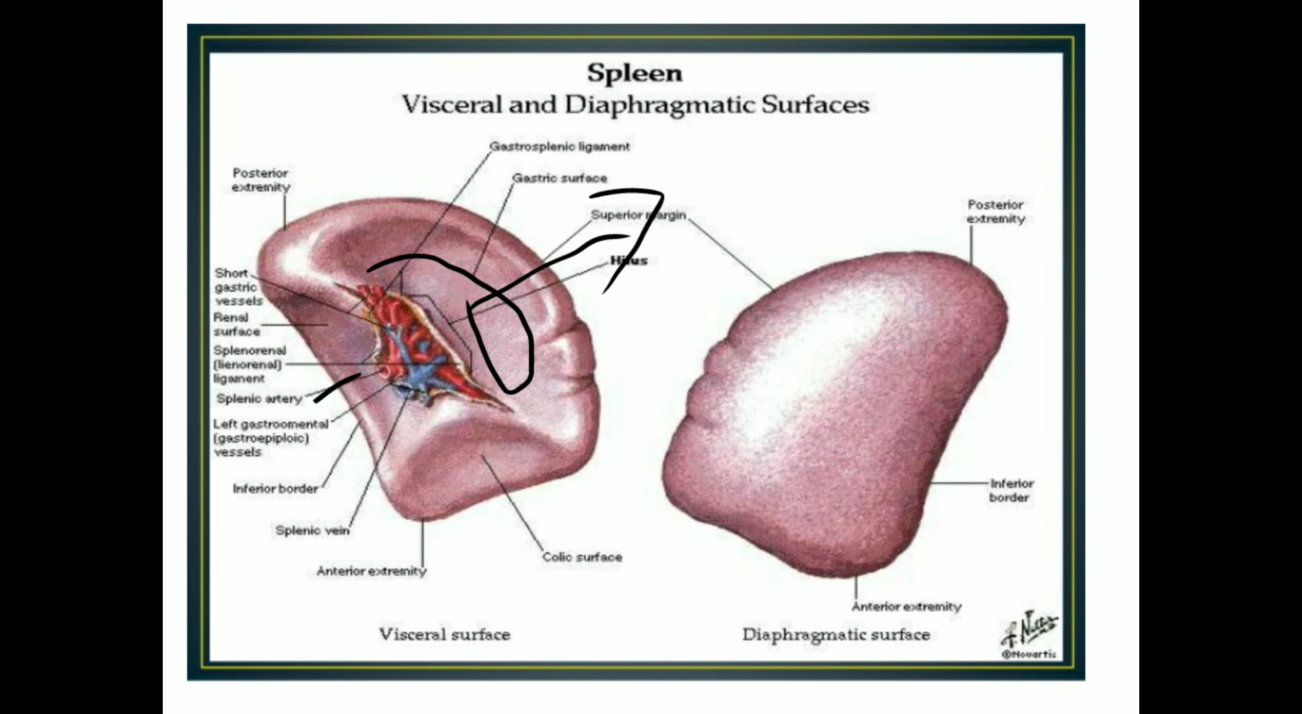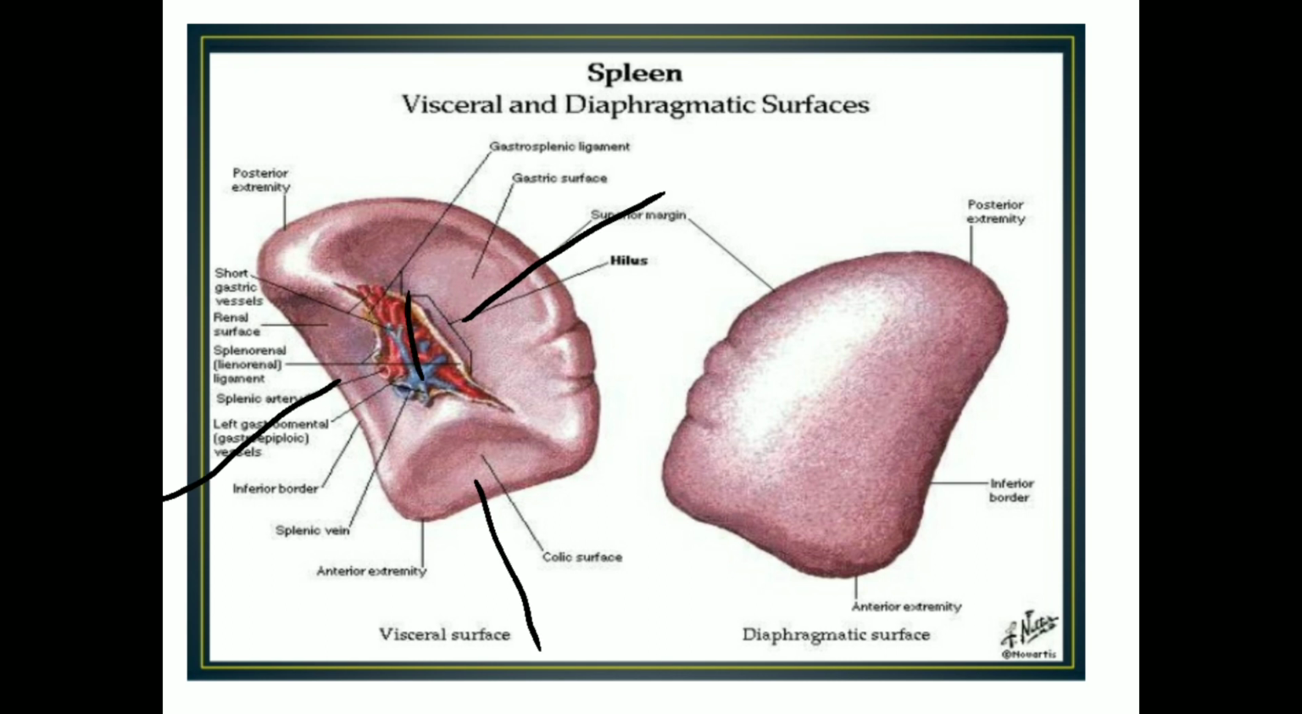Next, the renal impression, it is related to the left kidney. The colic impression is for the left flexure of the colon. And next, coming here, the tail of the pancreas extends into the lower part of the hilum. So the hilum is related to the tail of the pancreas. The visceral surface of the spleen is related to the gastric impression, renal impression, colic impression and pancreatic impression.